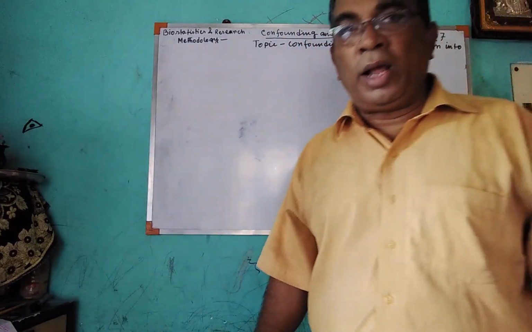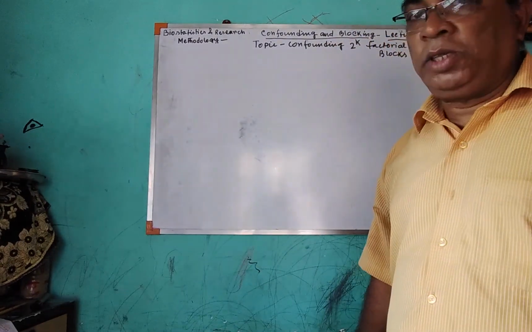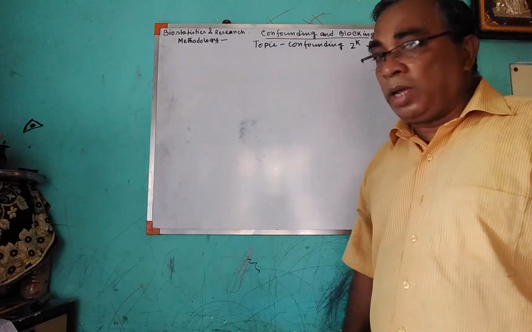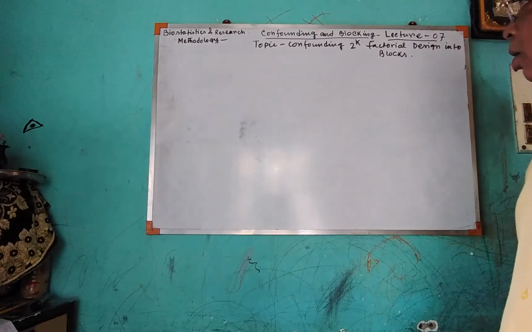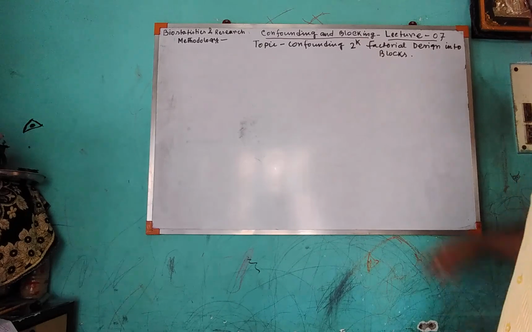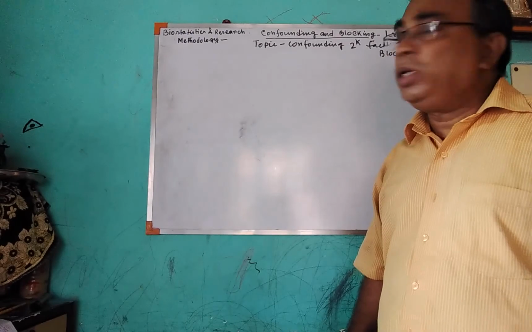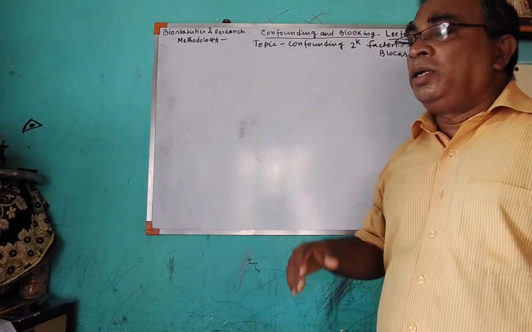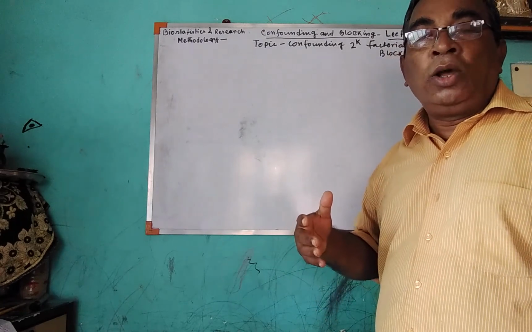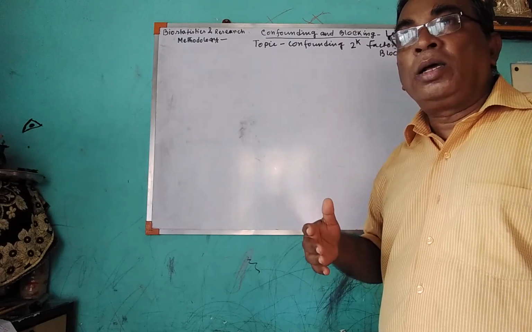Today I will deliver another important lecture on biostatistics and research methodology. This is a very important topic. I have chosen this topic, that is confounding in the 2 raised to k factorial design into blocks. How many treatment combinations? Those treatment combinations we have to arrange into blocks by confounding.